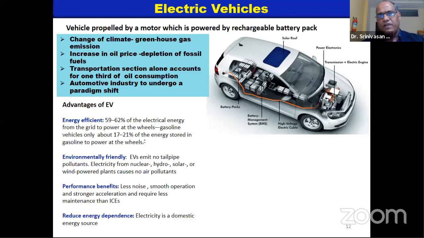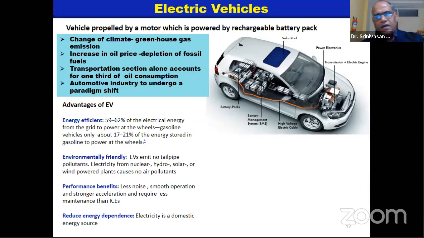So how it functions: the electric vehicle is a vehicle which is propelled by an electric motor. There is an electric motor which is powered by a rechargeable battery pack called lithium-ion battery or lead-acid battery. Even in Varanasi and all, they are using lead-acid battery powered e-rickshaw. So your battery pack is connected to the electric motor that is running your electric vehicle.